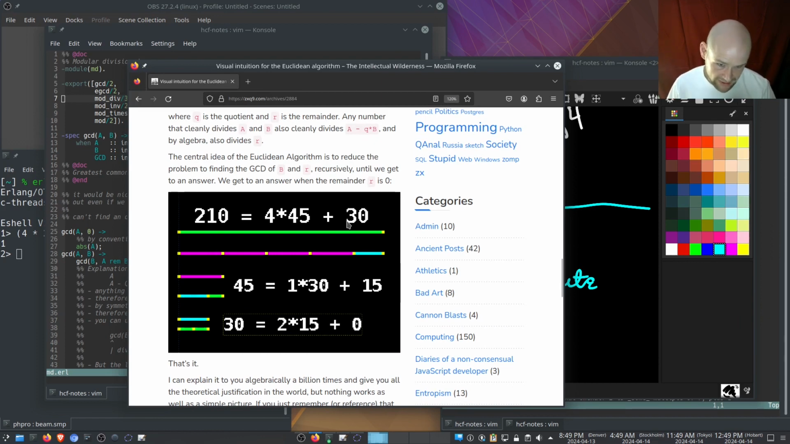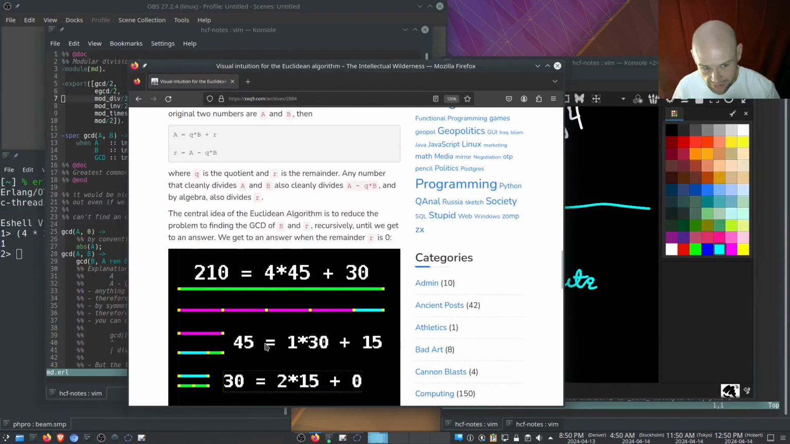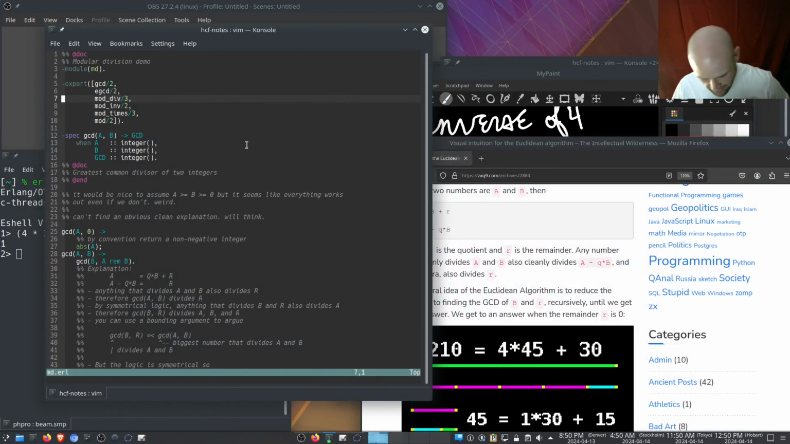So 210 is 4 times 45 plus 30. So this reduces into finding the GCD of 45 and 30, and you should be able to do that in your head. It's 15. But systematically, 45 is 1 times 30 plus 15. 30 is 2 times 15 plus 0. And we stop when we get a 0 remainder. And then this number here is the GCD.